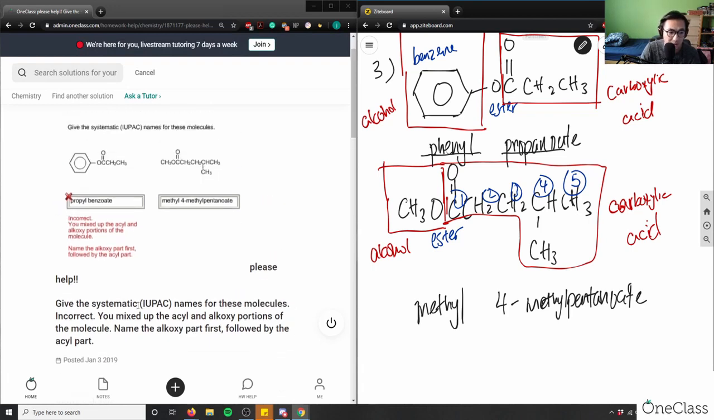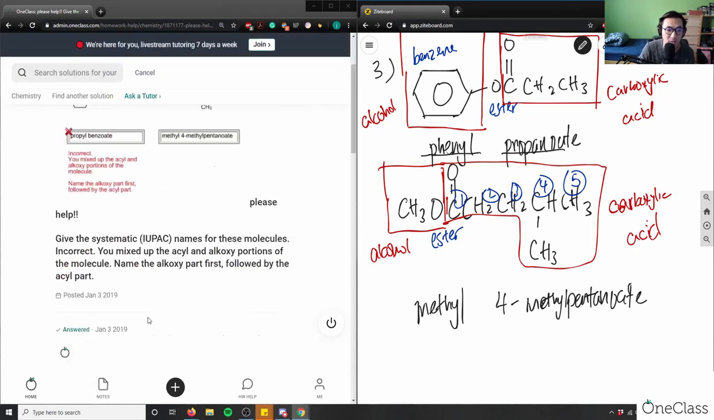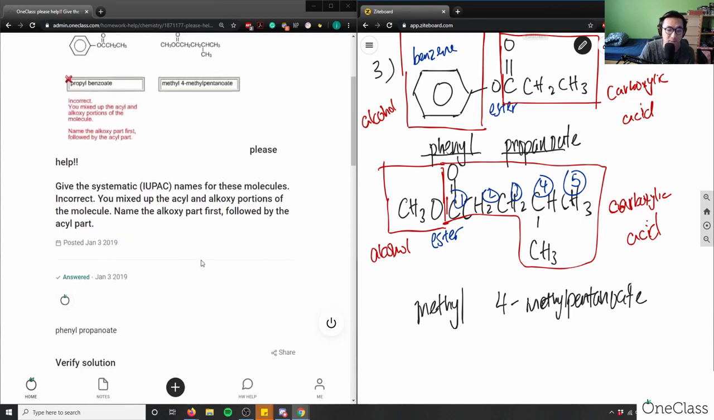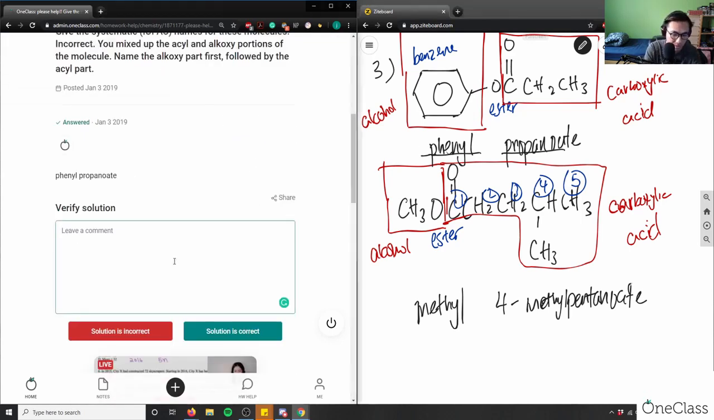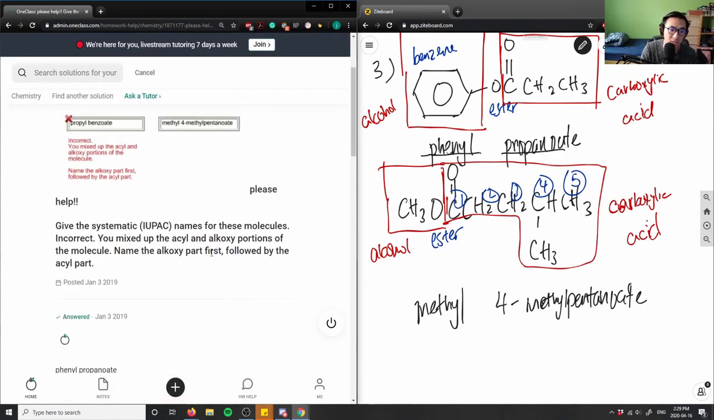But yes, it says here, give the IUPAC names for the molecule. Incorrect. You mixed up the acyl and the alkoxy portions of the molecule. Name the alkoxy or the hydroxy part first, followed by the acyl part, which is the carboxylic acid. So phenyl propanoate is a correct answer for this solution. So this here is a great solution. And they didn't really do a step by step, so I'll just say great solution here.